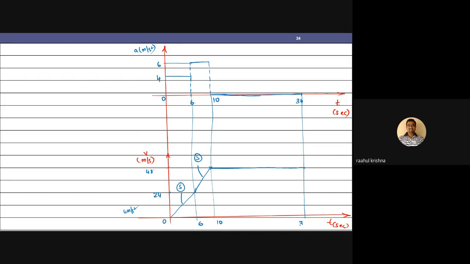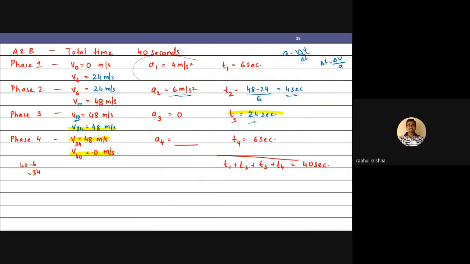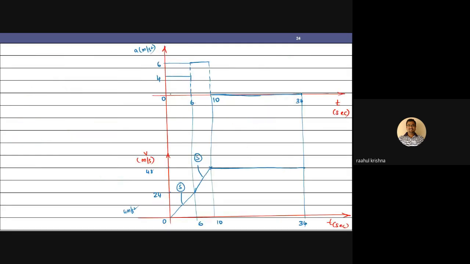And what is the end? At the end of the uniform velocity, what is the time? That is 34 seconds. Next, here my velocity is changing from 48 to 0. So A4 is equal to 0 minus 48 divided by 6, so that is coming as -8. So A4 is -8 meters per second square. Now how will I mark this -8? I'll be marking it on the negative y-axis, below the x-axis. So from here I have to take -8.